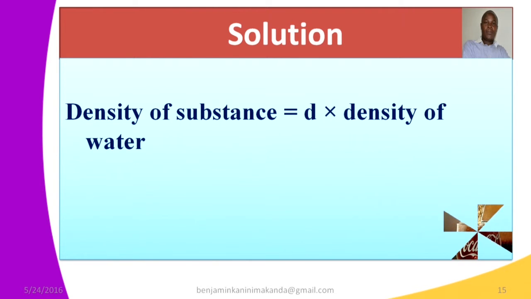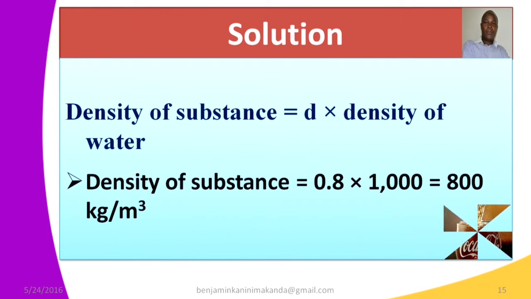We substitute: density of the substance is equal to 0.8 times 1000, which gives us 800 kilograms per meter cubed. 0.8 is the relative density, and 1000 here stands for the density of water. So the density of this substance becomes 800 kilograms per meter cubed. That one becomes our final solution. So that marks the end of relative density.